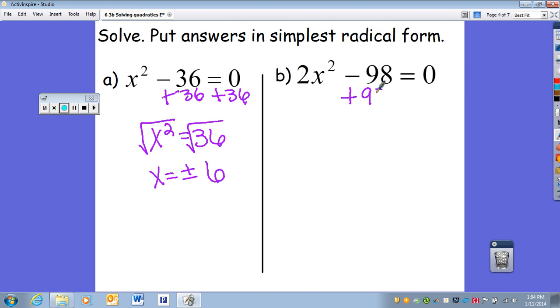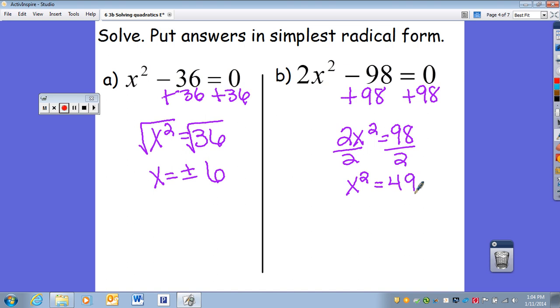In the next example, we want to get the x squared by itself. So the first thing that we're going to do is to add 98 to both sides. So we have 2x squared is equal to 98. We want to get the x squared by itself, so we're going to divide both sides by 2. So we have x squared is equal to 49. And then to simplify, since the x squared is now by itself, we're going to do the opposite operation, which is take the square root of both sides. A square and a square root cancel each other, so x is equal to, don't forget your plus or minus, the square root of 49 is 7.